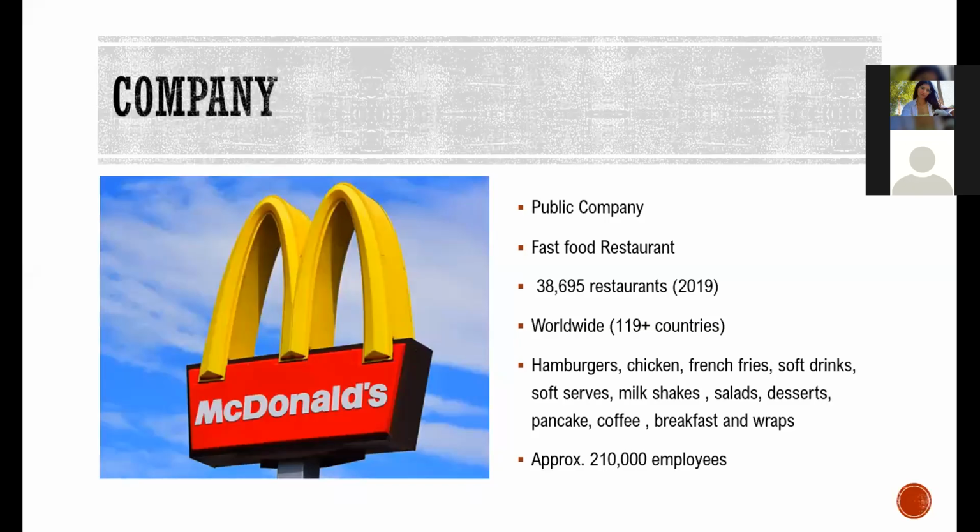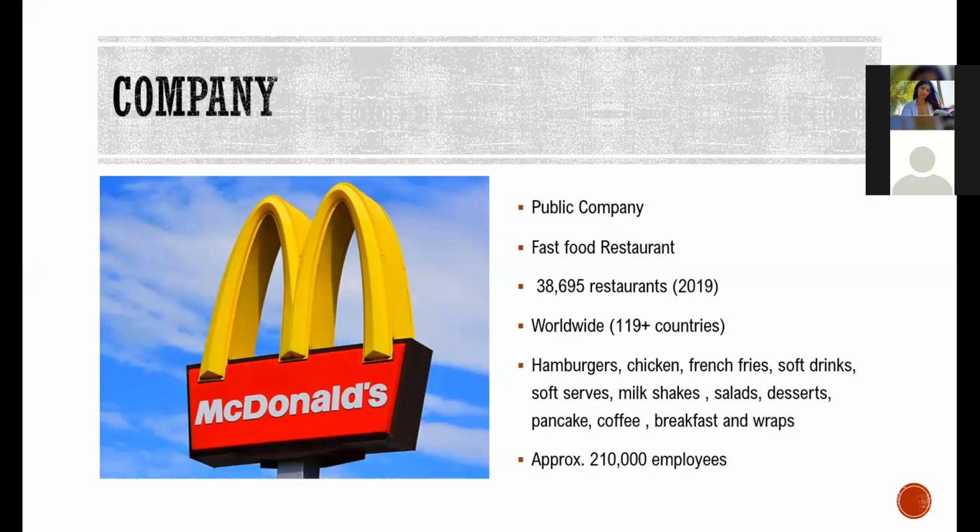So McDonald's is an American fast food company, also the world's largest restaurant chain by revenue, serving over 100 countries and having 38,695 restaurants according to the last survey in 2019.